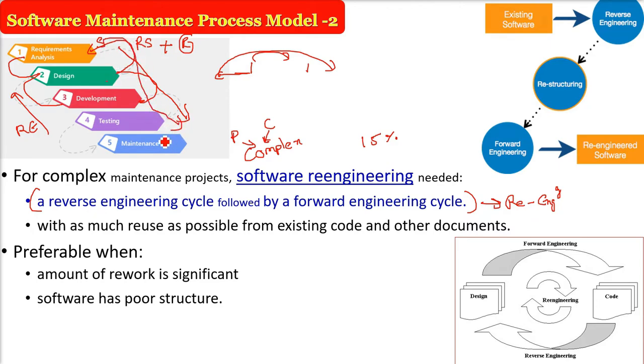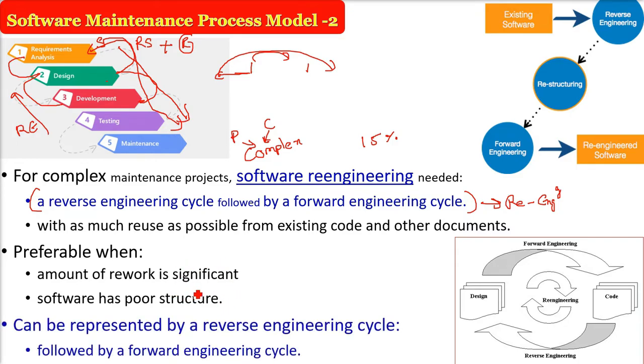Forward engineering cycle comes only after the reverse engineering cycle. So this can be represented by a reverse engineering cycle. As I said, the reverse engineering cycle always gives rise to a forward engineering cycle. There is no separate forward engineering cycle. So this is the existing software. First you start with the code, go to the design, then to the requirement specification, and then you restructure. And then you go to the forward engineering, and you produce the product called re-engineered software.